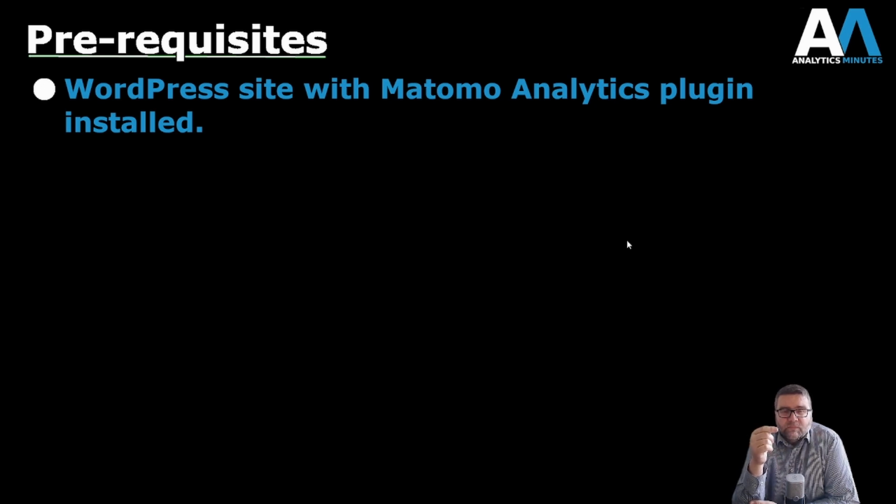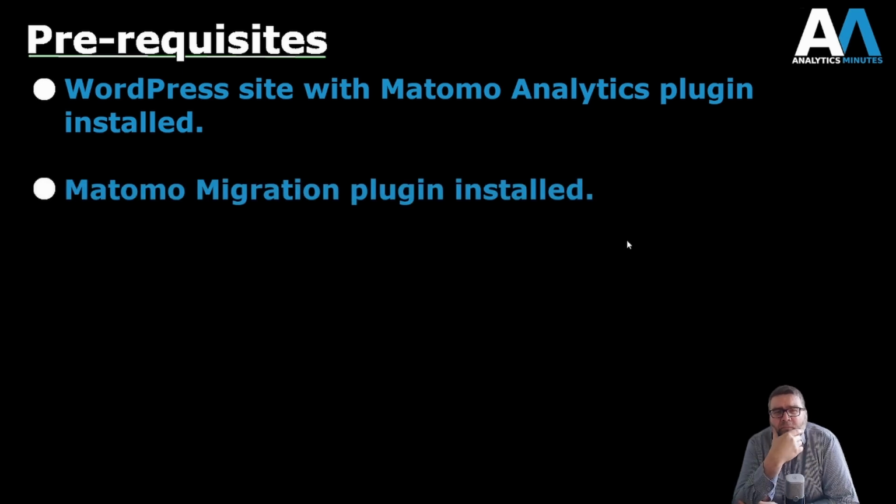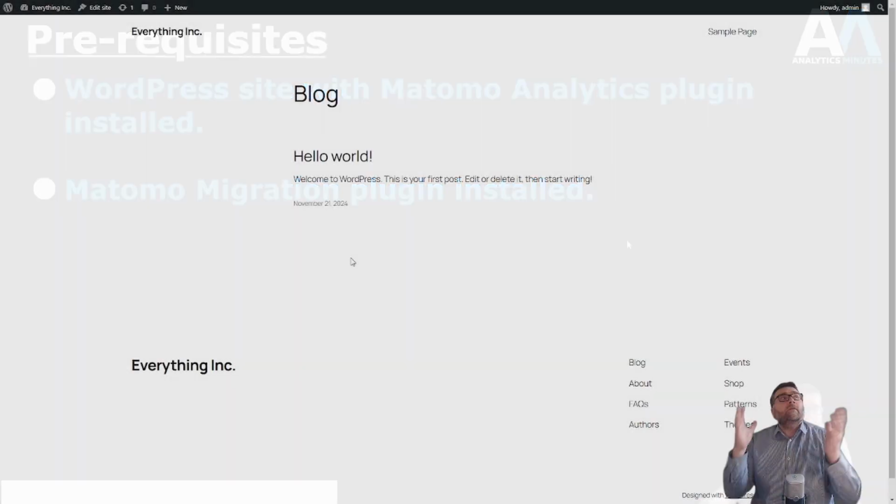If you're already exporting your data to or tracking to a self-hosted or a cloud service, you don't need to watch this video any further. It's already all done. Next up, you'll need the Matomo migration plugin installed. So let's have a look at a base install of WordPress and what that looks like with the Matomo plugin installed. So here it is in all its glory.